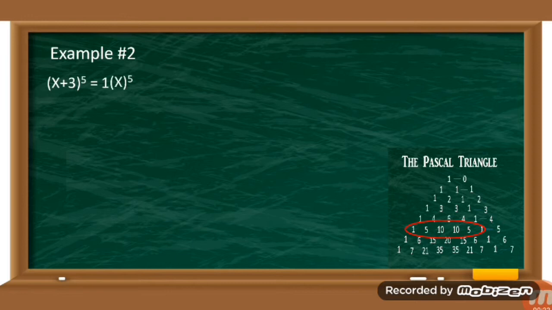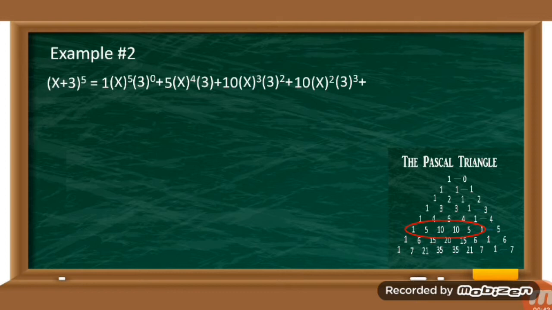Then 1 times x raised to 5 times 3 raised to 0 plus 5 times x raised to 4 times 3 plus 10 times x raised to 3 times 3 raised to 2 plus 10 times x raised to 2 times 3 raised to 3 plus 5 x, then times 3 raised to 4 plus 1 times x raised to 0 times 3 raised to 5. So, sisimplify na natin to.